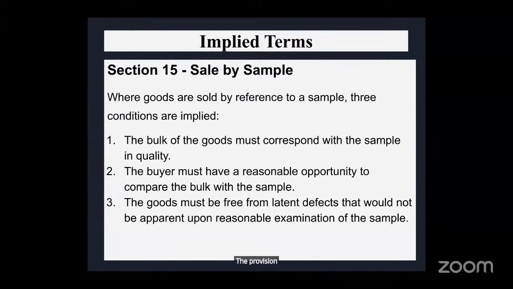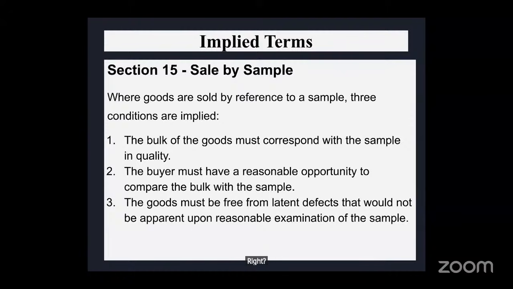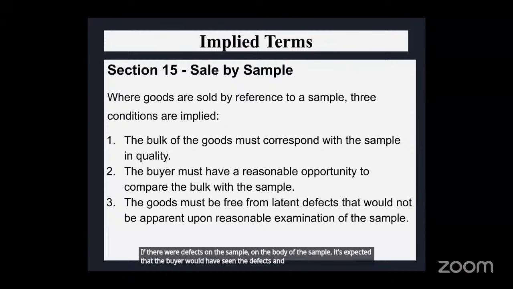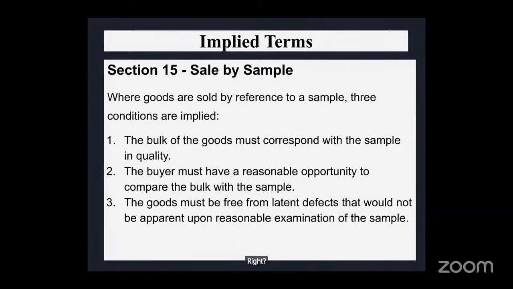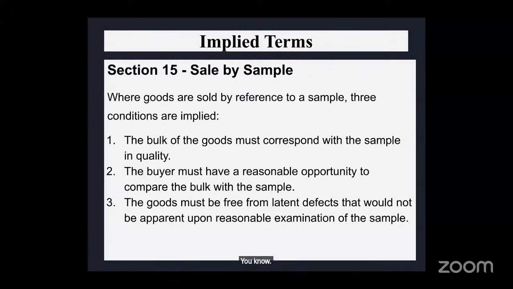The provision also says that when bulk goods are sold by sample, they must correspond with the quality. Two, the buyer must be given reasonable opportunity to compare the bulk of the goods with the sample that was provided. And the goods must also be free from any defects which are not very obvious on the body of the sample. If there were defects on the body of the sample, it's expected that the buyer would have seen the defects and probably negotiated based on them. But if the defects are not obvious from the body of the sample, the provision provides that such a defect entitles the other party to terminate that contract.